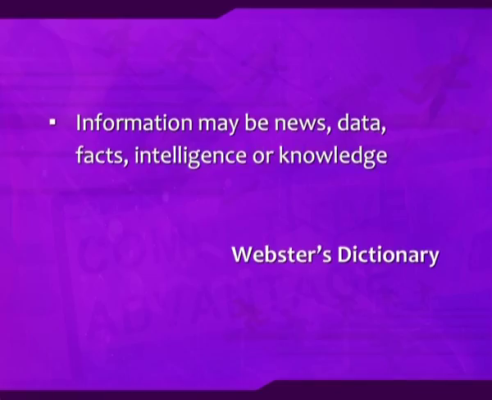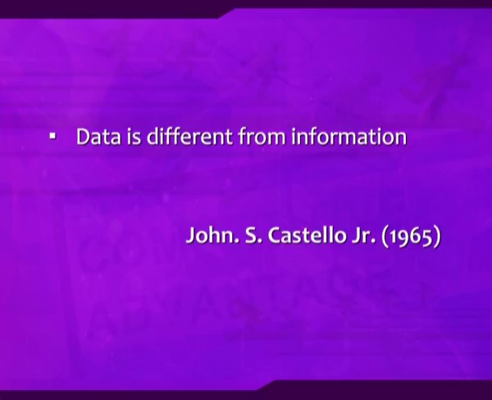What we call information on many occasions is a random collection of data only, which does not become information until it is used by someone. Webster's dictionary explains information as news, data, facts, intelligence or knowledge. According to John S. Castello, data is different from information. Then what is data and how is it different from information?